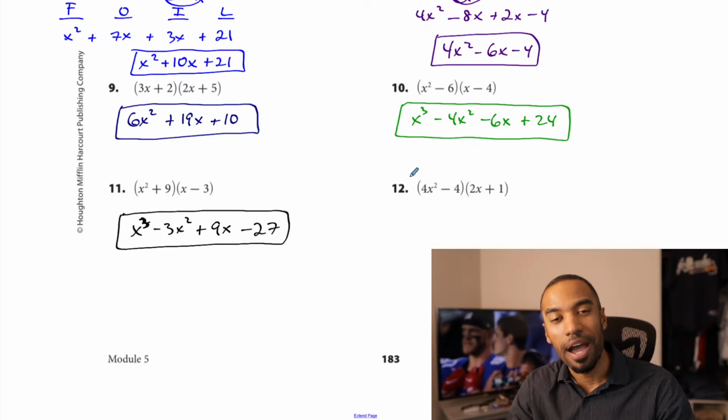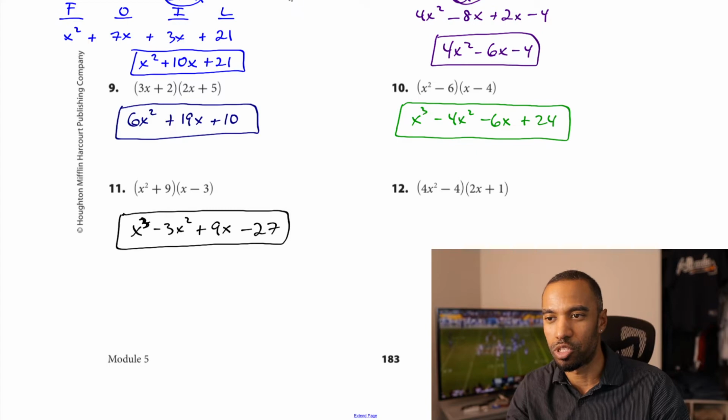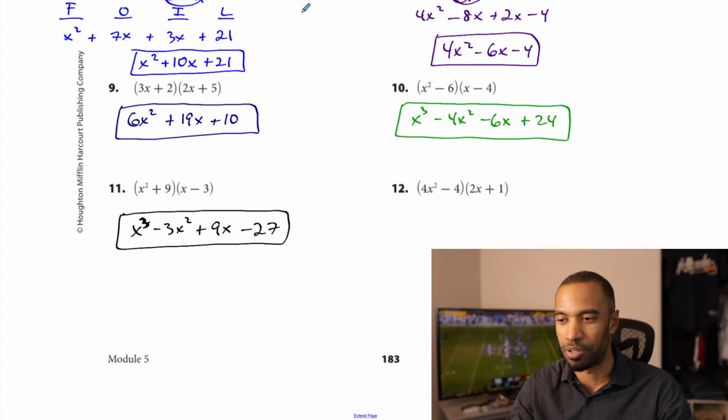And last binomial times binomial, because after this we're going to be multiplying larger binomials with trinomials and things like that.